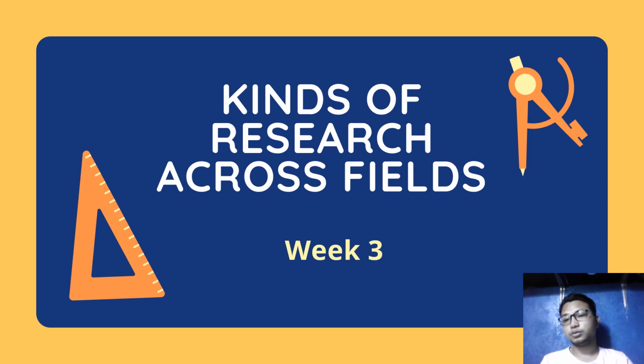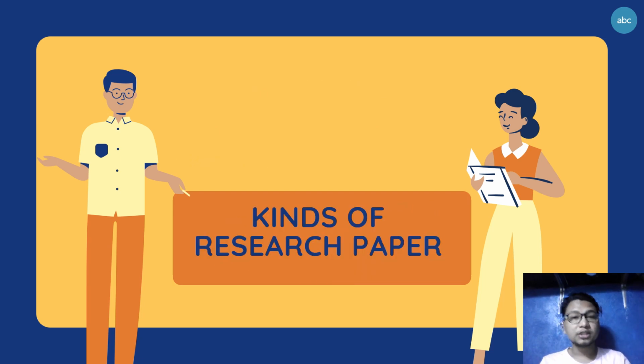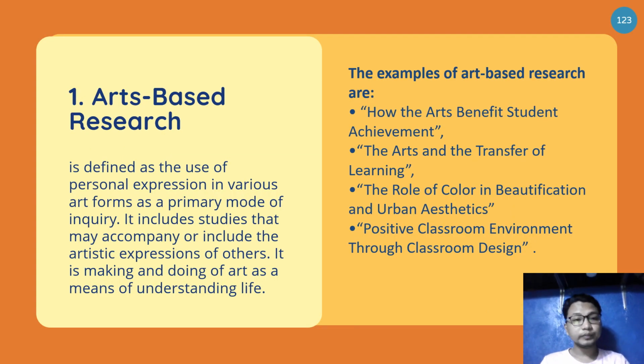Okay, so today we will be discussing those kinds of research that will focus on a certain field or a certain endeavor. So for this lesson, these are our objectives. At the end of the discussion, you should be able to first identify the kinds of research across fields, and you could also provide examples of research according to the category. Okay, so let's start the discussion with the first type of research, and that is arts-based research.